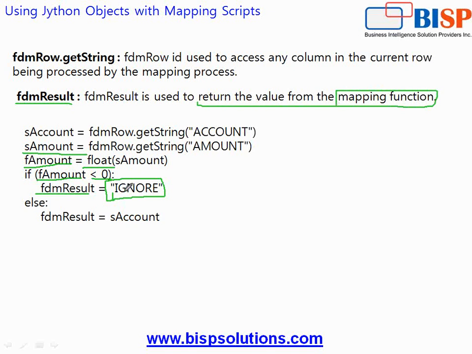Whatever value it returns from the mapping function, you can store under FDM result, right? So if it is less than 0, ignore it. If it is greater than 0, the else condition is: if it is not less than 0, then only store the account to my FDM result, right? So whatever account you retrieve, it will check first. If it is less than 0, it won't load. If it is greater than 0, then only it is going to be loaded, right?